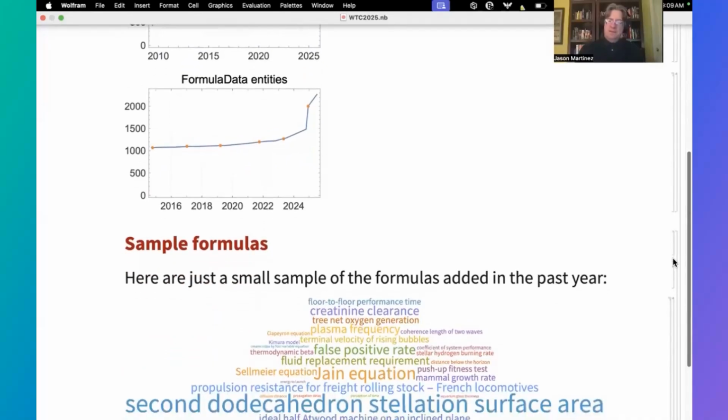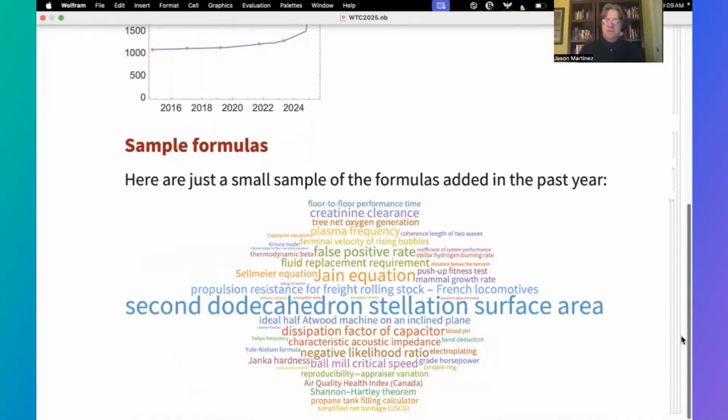And here is just a sample of those formulas that we now have in the language. The size is weighted based on how many of those similar formulas can be found in the set of new formulas. So there's been a lot of mathematics formulas added, but also a lot of mechanics formulas, various engineering types of formulas, and so forth.